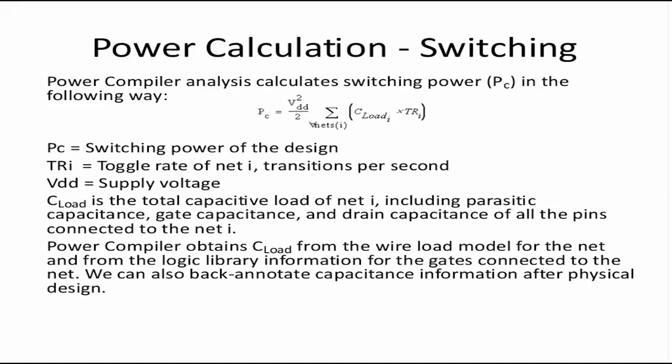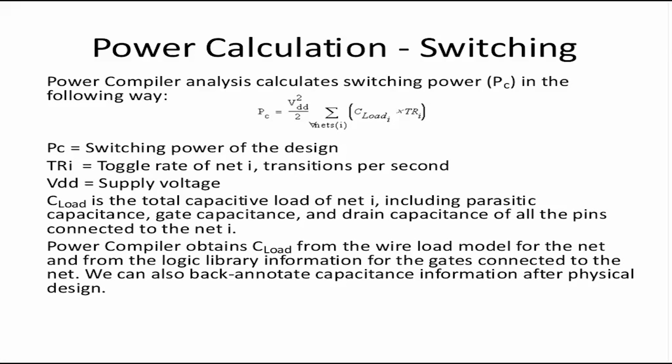So we saw that a signal that transitions, let's say, once per cycle, the alpha value is 1 by 2. So we substitute the value of 1 by 2 here, and we substitute the switching by the toggle rate, which is transitions per second. So this formula is same as the earlier formula, not different.